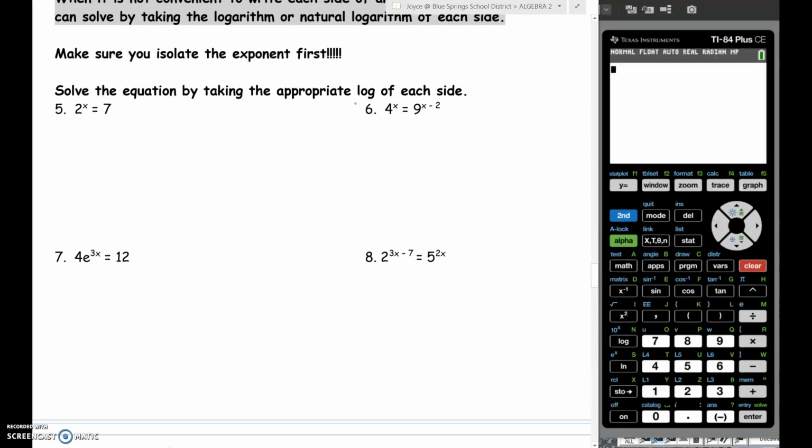There are exponents on both sides over here on the right for number 4 and number 8, and there are exponents on only one side. We're going to do 5 and 7 first. Exponents on one side.